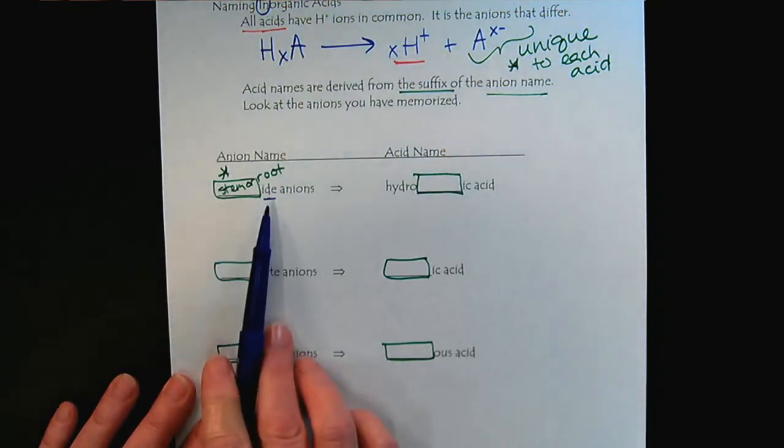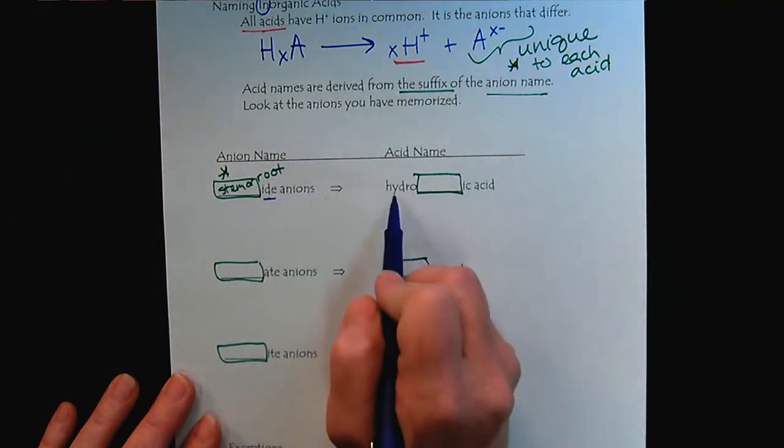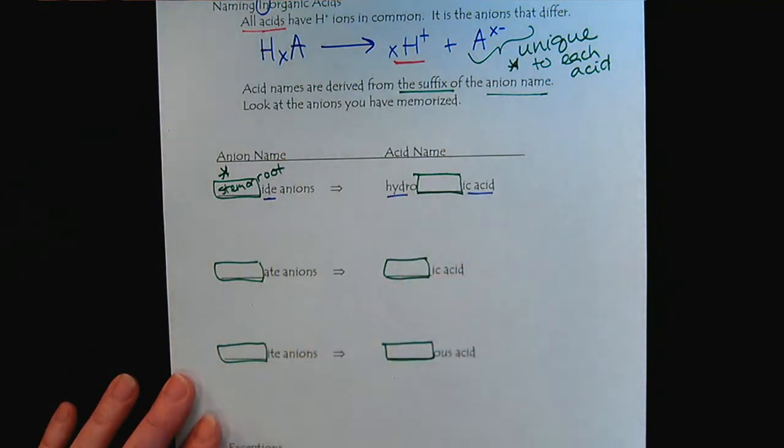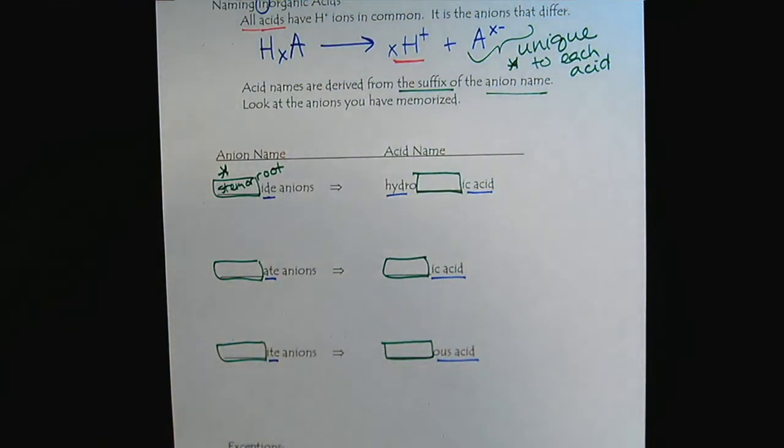When the anion name ends in "ide," that acid name will always be hydro-stem-ic acid. When we have anions that end in "ate," it's an -ic acid. And when we have anions that end in "ite," it's an -ous acid. Let me do a couple examples here to help you understand.